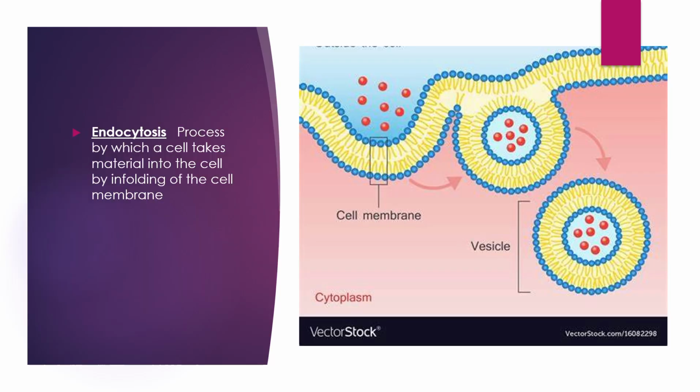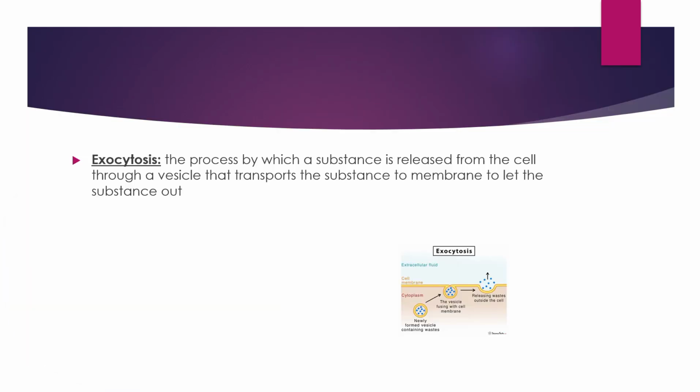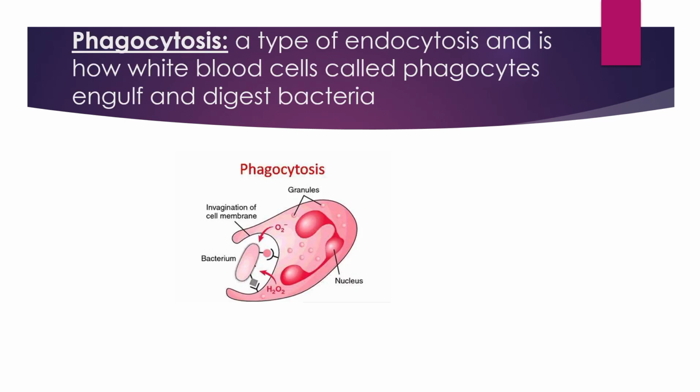Endocytosis is the process by which a cell takes material into the cell by infolding the cell membrane. Exocytosis is the process by which a substance is released from the cell through a vesicle that transports the substance to the membrane to let the substance out. Phagocytosis is a type of endocytosis, and is how white blood cells, called phagocytes, engulf and digest bacteria. The end of that topic.